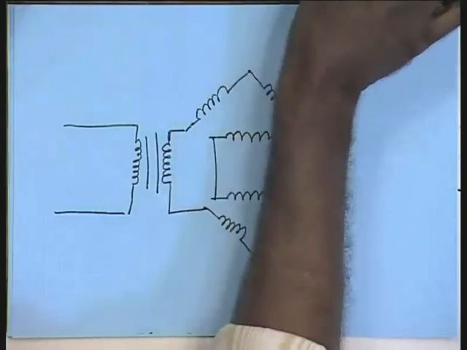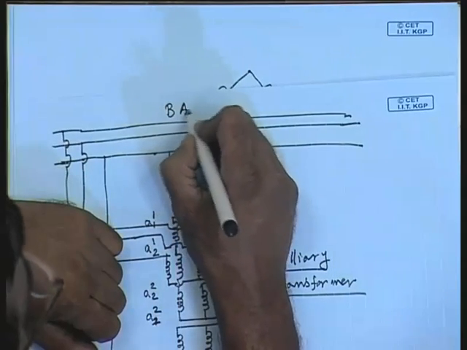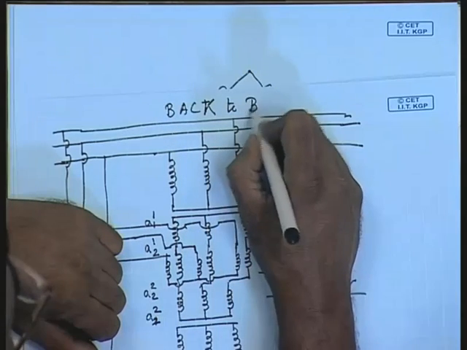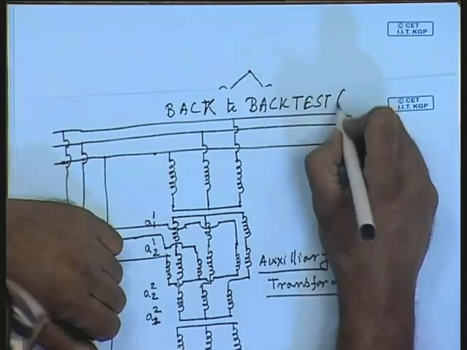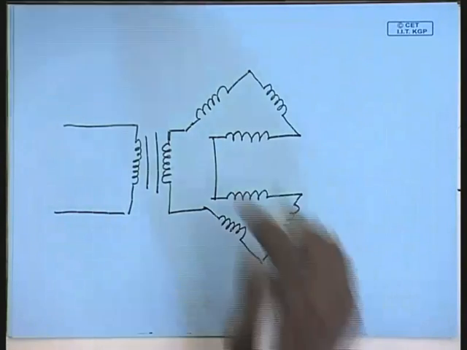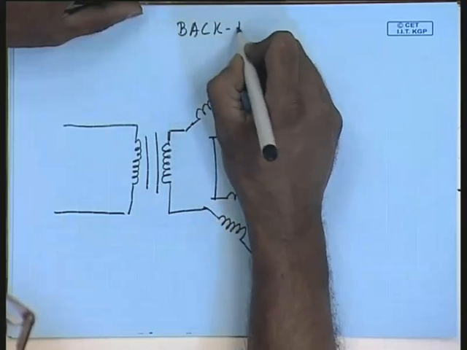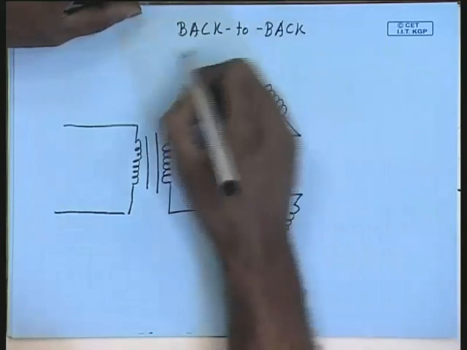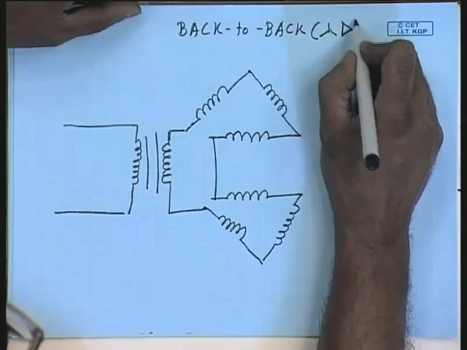So, this is the back to back test with a star star connected transformer. This is the back to back test with a star delta transformer.